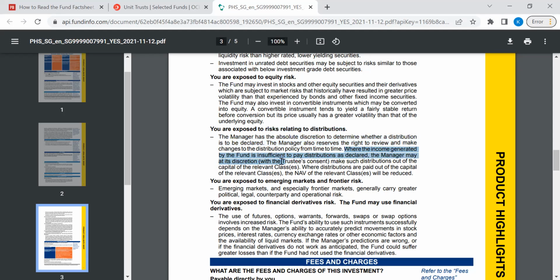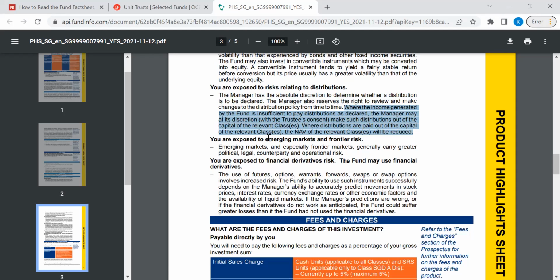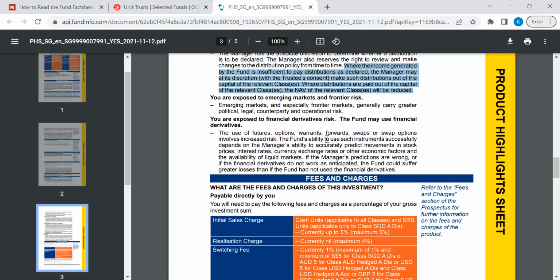Where income generated by the fund is not sufficient to pay distribution as declared, the manager may at its discretion make such distribution out of the capital. Where distributions are paid out of the capital of the relevant classes, the net asset value of the relevant classes will be reduced. You are exposed to emerging market and frontier risk, right? Emerging markets, like I said, maybe countries like Indonesia, are usually associated with higher market, legal or political risk, right?